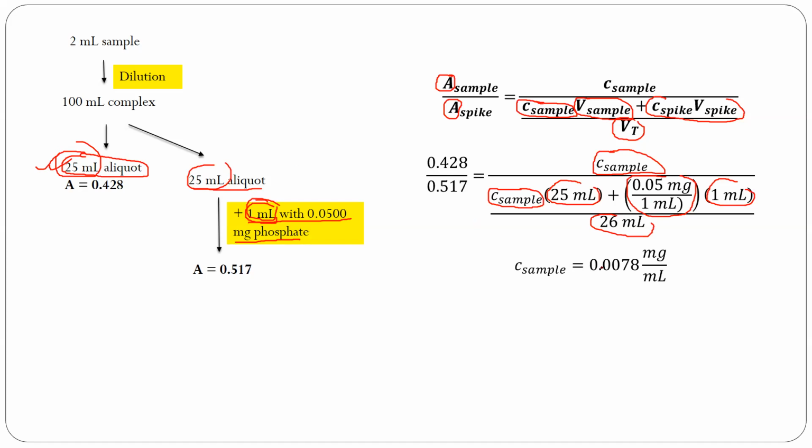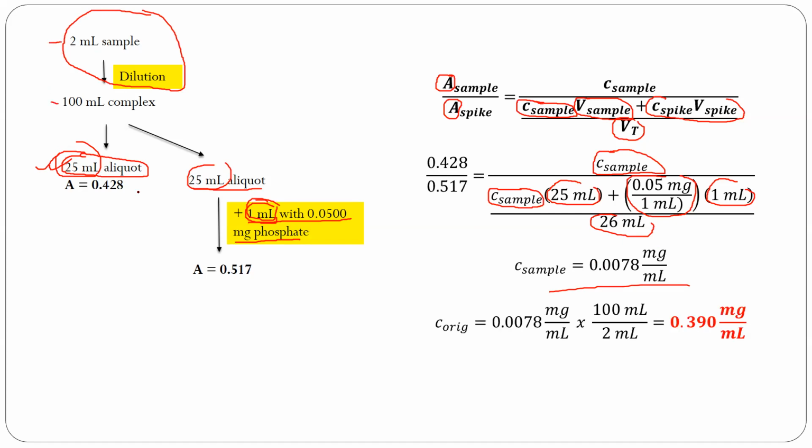So therefore, using your calculators, you can use shift solve: 0.0078 milligrams per ml. Ganun lang kasimple. However, hindi pa yun yung final answer because remember, may part dito na dinilute mo yung sample. So what will be the dilution factor? It's 100:2. So the actual or original concentration is whatever you answered kanina times 100:2 dilution factor. And the final answer therefore is 0.390 milligram per ml of phosphate.